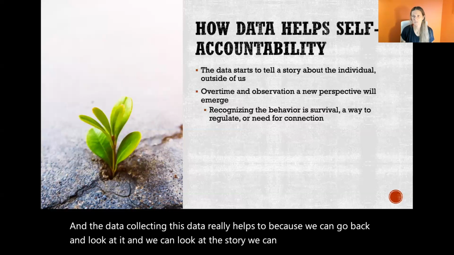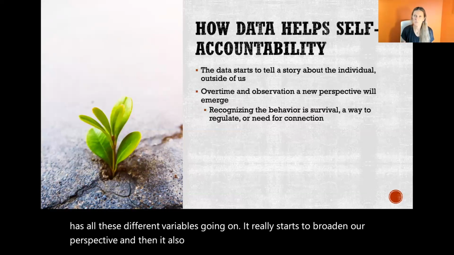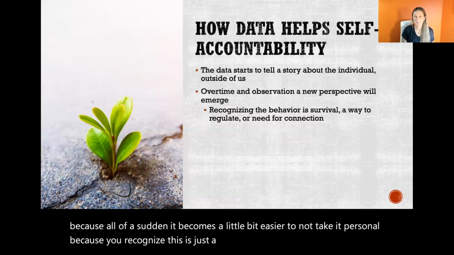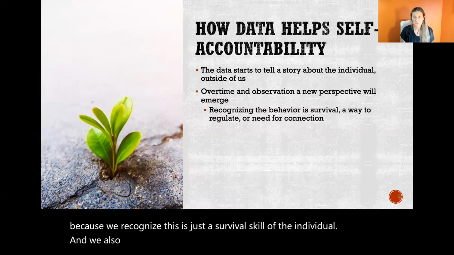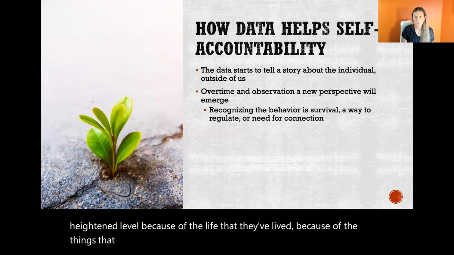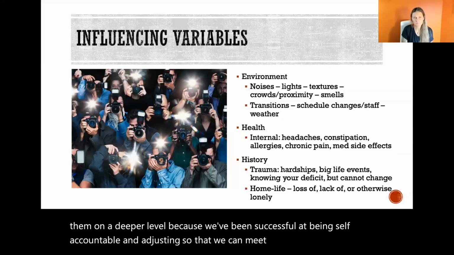We can recognize the student has all these different variables going on. It really starts to broaden our perspective. And then it also starts to change the way we're interacting, because all of a sudden it becomes a little bit easier to not take it personal, because we recognize this is just a survival skill of the individual. And we also realize that their nervous system is likely in this very heightened level because of the life that they've lived, because of the things that they've gone through. So really being able to connect with them on a deeper level, because we've been successful at being self-accountable and adjusting so that we can meet them where they are.